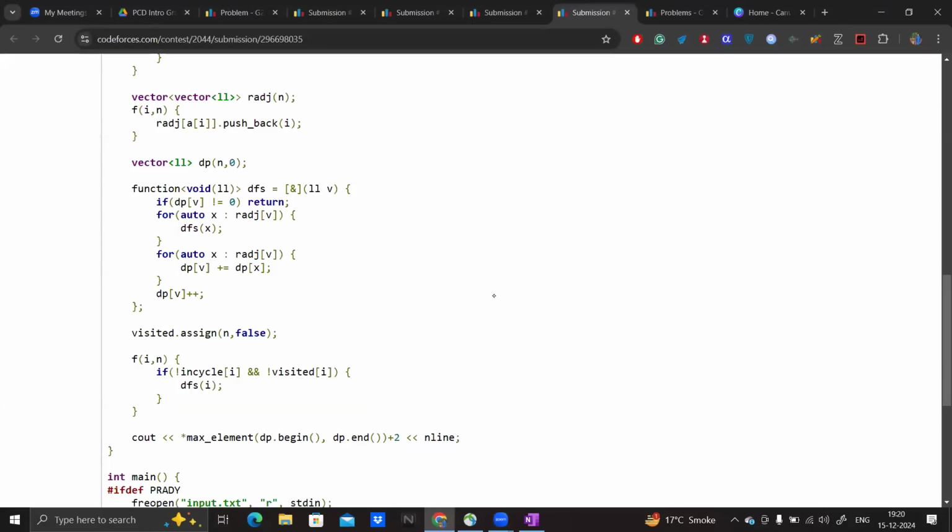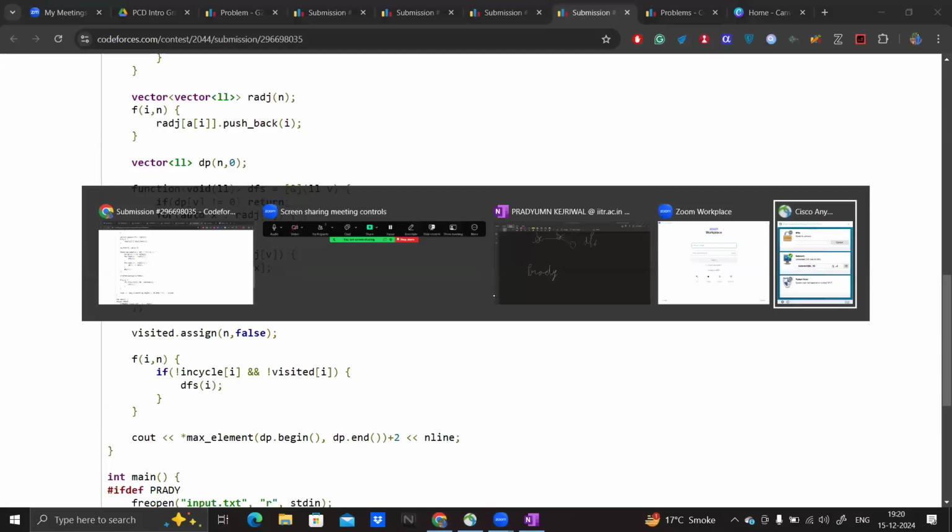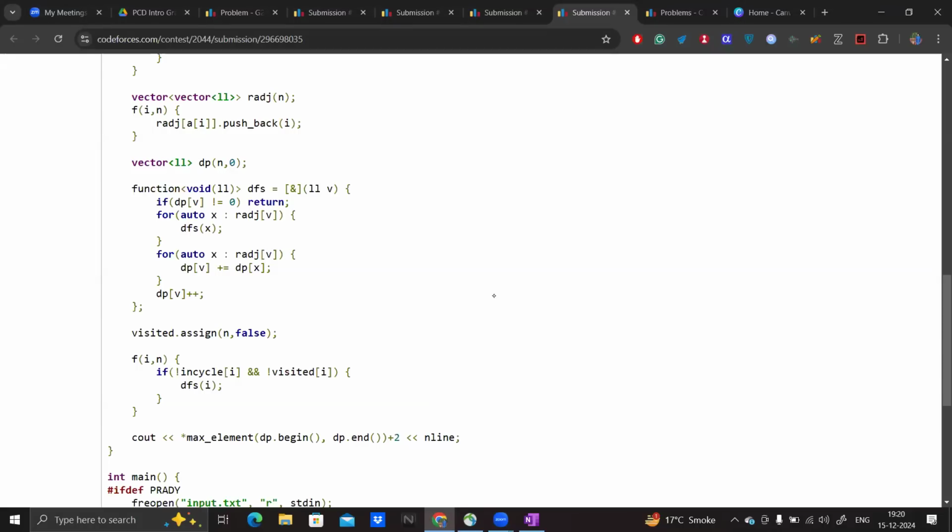And yeah, this problem was very good actually. I enjoyed it. It is very clever. So, any doubt in this or any problem up till now?